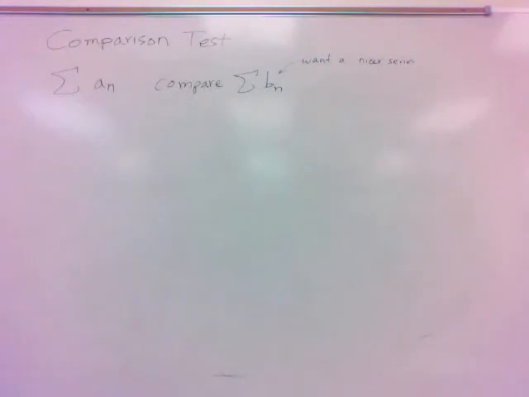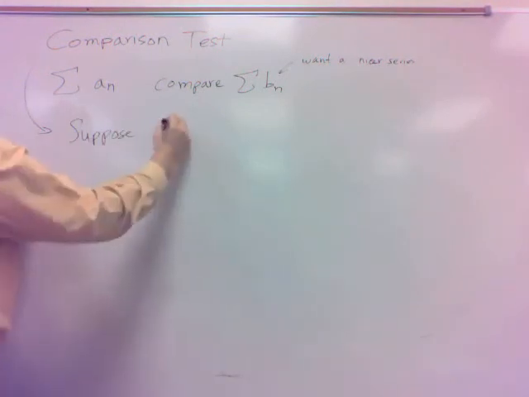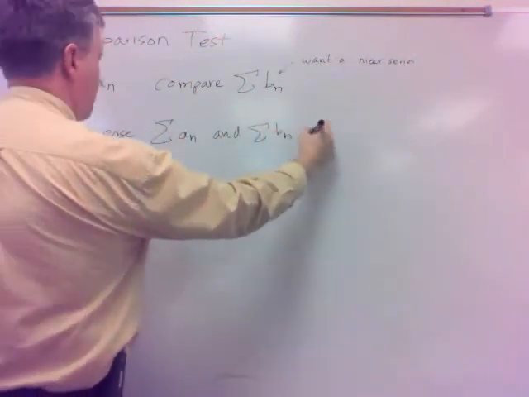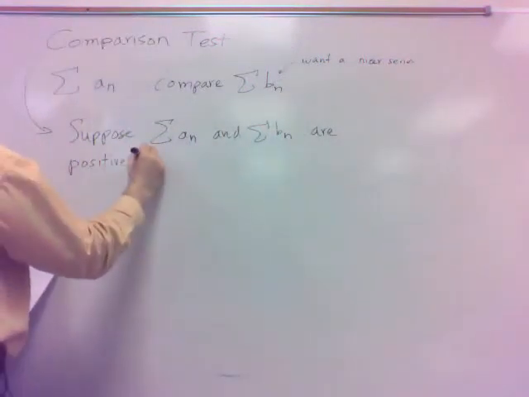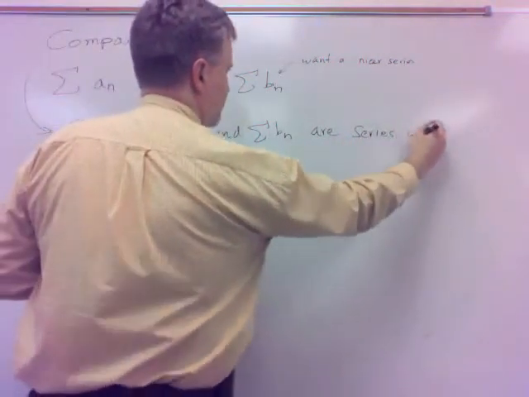Because there are some things that we can make note of. All right, here is the actual statement of the comparison test. Suppose A sub n and B sub n are series with positive terms. So there is a stipulation here, again, positive terms. Are series with positive terms.